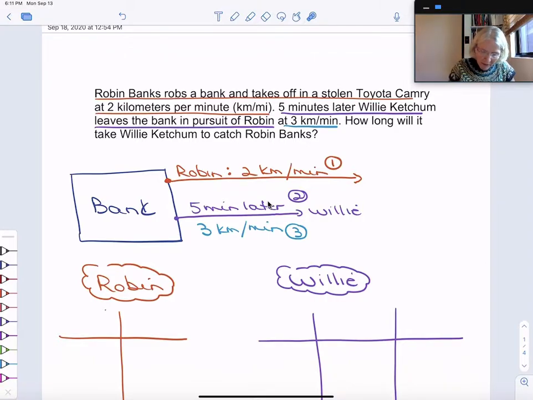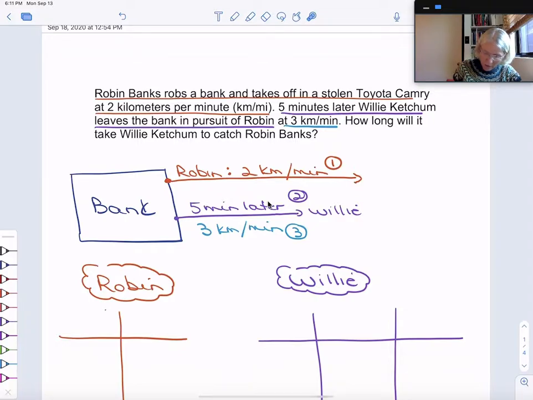Okay, so the first thing I read is that Robin Banks robs a bank and takes off in a stolen Toyota Camry at 2 kilometers per minute. I think you'll enjoy the names from these problems. Robin Banks is robbing a bank. So here he is at the bank and he goes off 2 kilometers per minute. Now, somebody at the bank must have called the police because 5 minutes later, Willie Ketchum leaves the bank in pursuit of Robin.